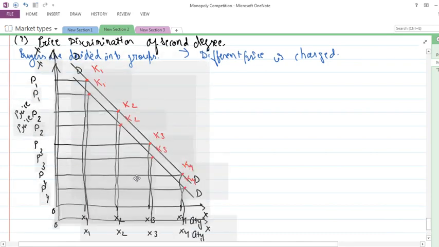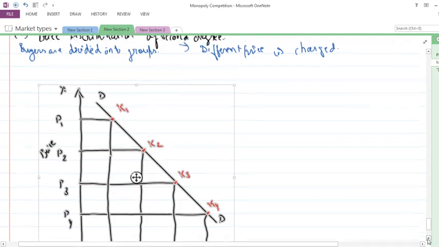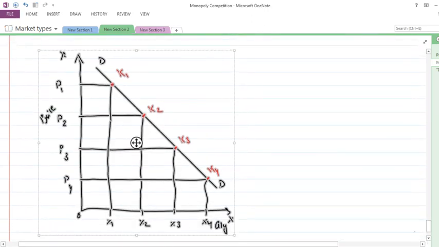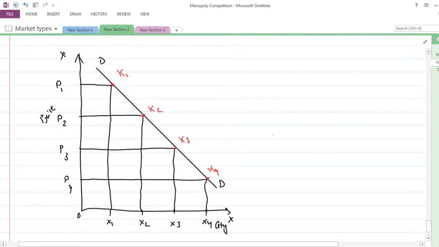So in this manner, price discrimination of the second degree is undertaken, wherein different groups are created of the consumers. Here we have divided the market into 4 parts, and from these 4 groups we are charging different prices. For example, from group 1 we are charging OP1 price, and they are willing to buy OX1 quantity.